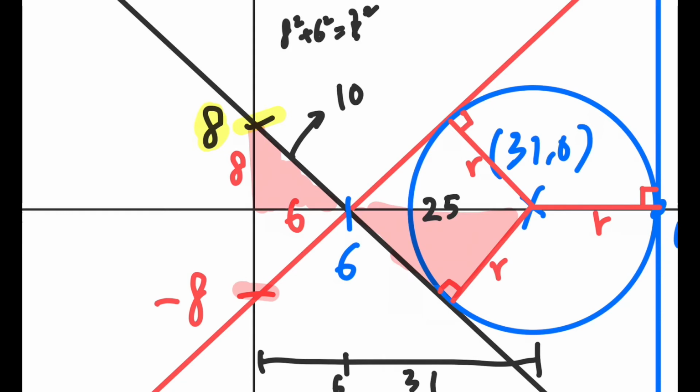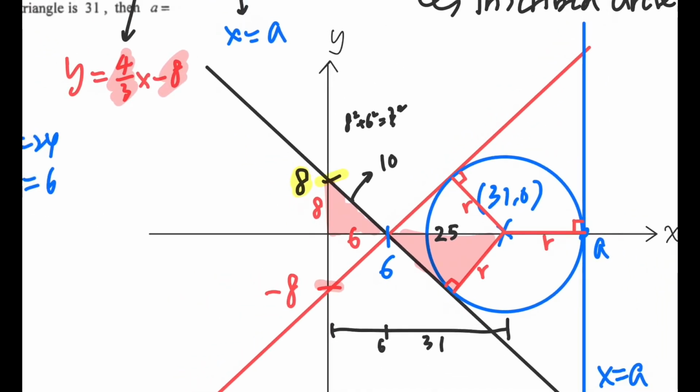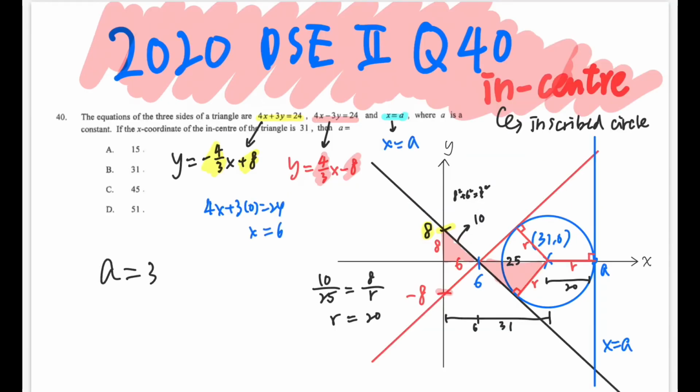Based on the similar triangles, hypotenuse to hypotenuse, we have 10 over 25. The opposite side, this 8, gives the other ratio with r, so it is 8 over r as well. So r is equal to 20. If it equals 20, then this length is also 20, so in total a equals 31 plus 20 for the extra, which means 51. So that is method 1, using similar triangles.